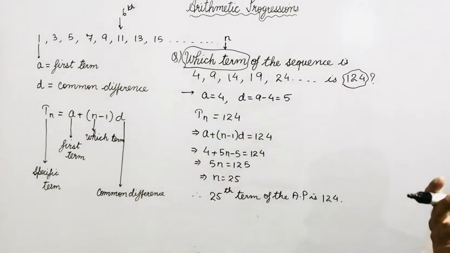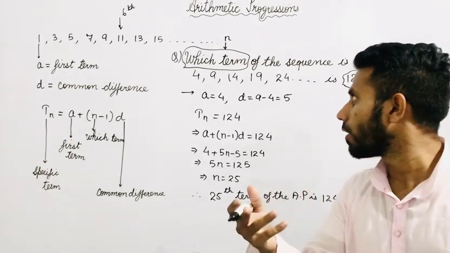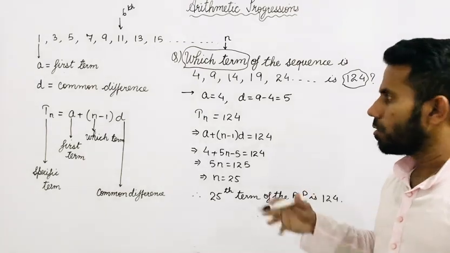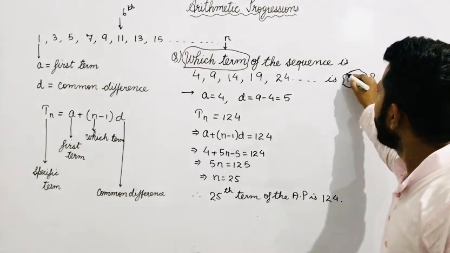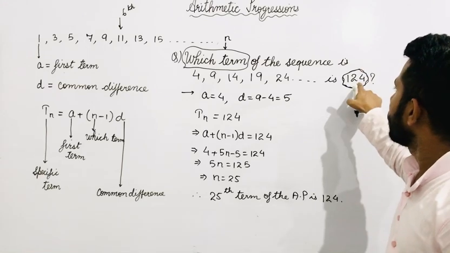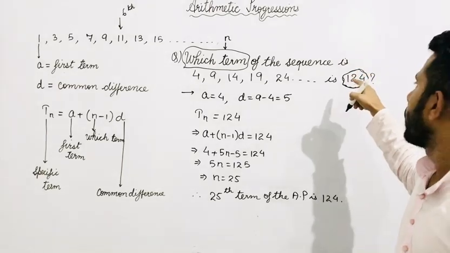Be very clear about the question. How many terms, which term? It means that it is asking the value of n. For example, in this question it was very clear that Tn is equal to 124. This is asking about 124.